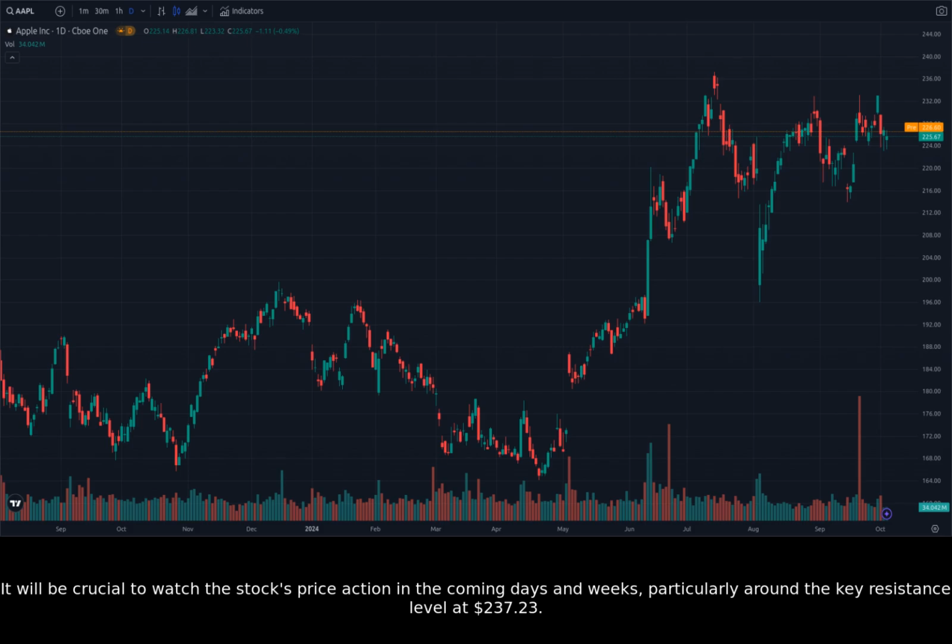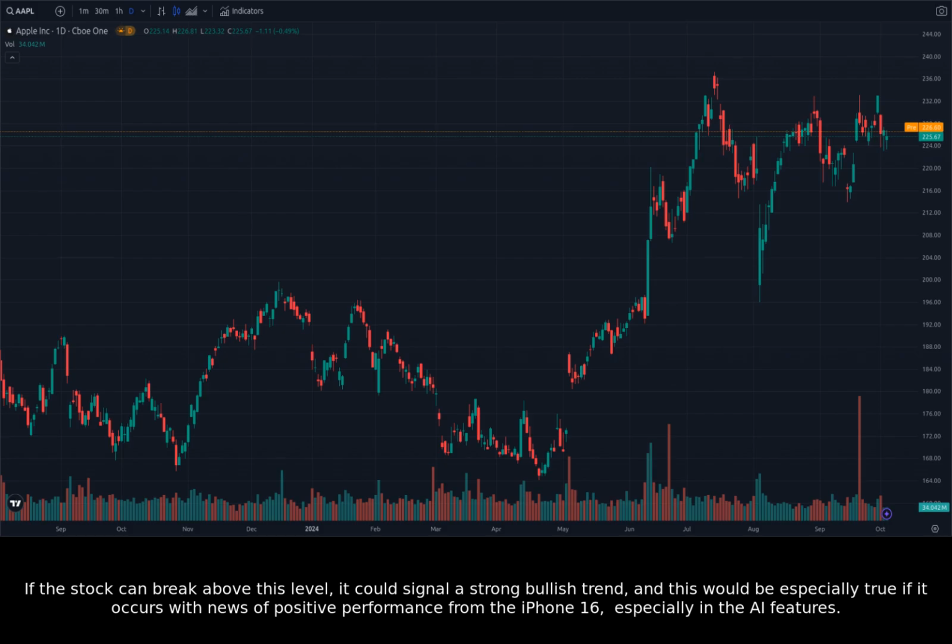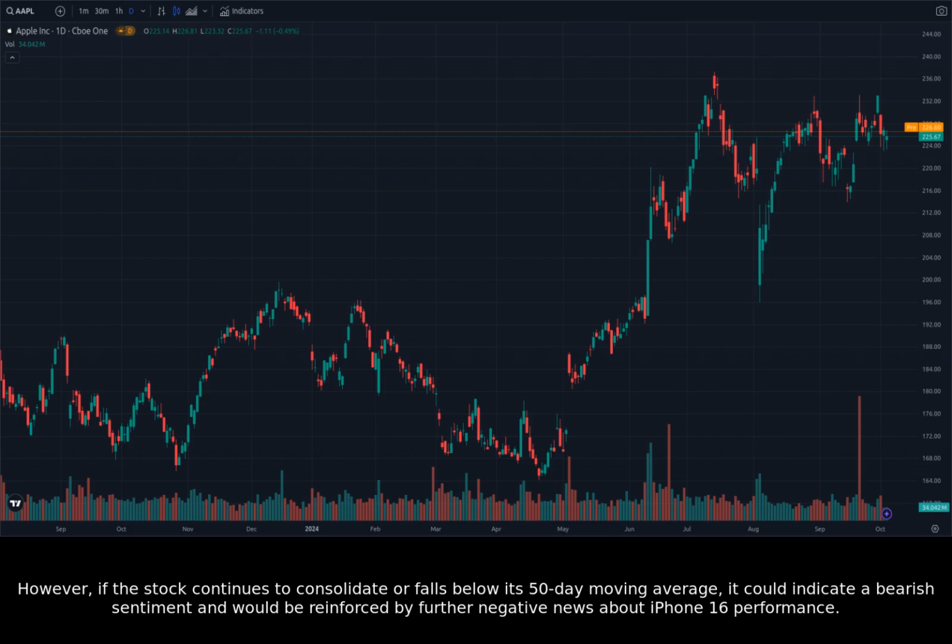It will be crucial to watch the stock's price action in the coming days and weeks, particularly around the key resistance level at $237.23. If the stock can break above this level, it could signal a strong bullish trend, and this would be especially true if it occurs with news of positive performance from the iPhone 16, especially in the AI features. However, if the stock continues to consolidate or falls below its 50-day moving average, it could indicate a bearish sentiment and would be reinforced by further negative news about iPhone 16 performance.